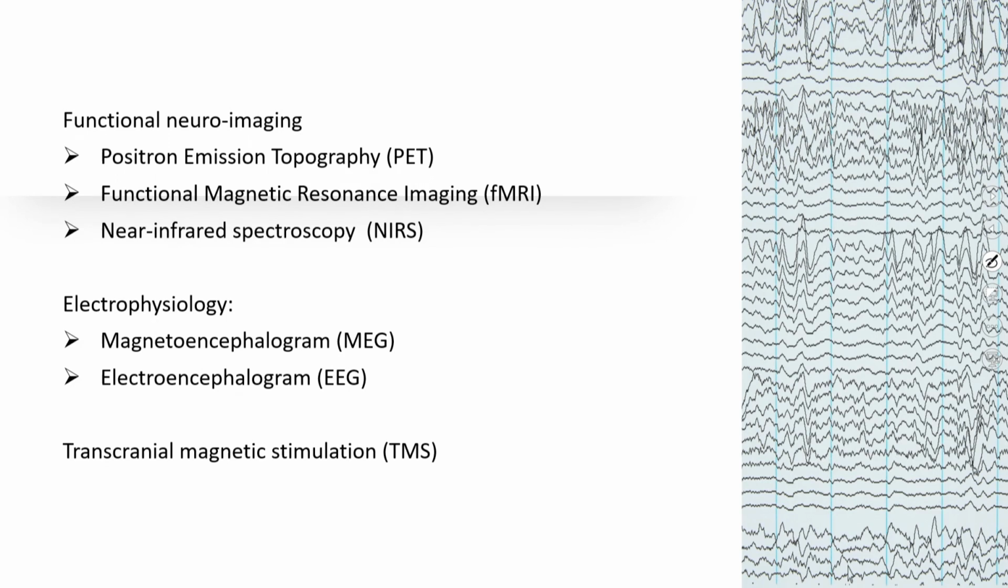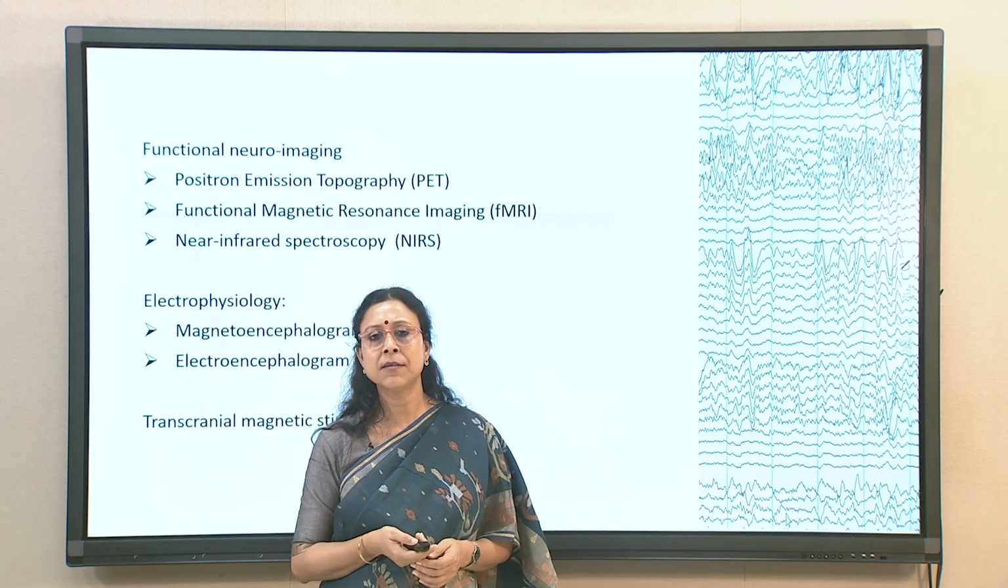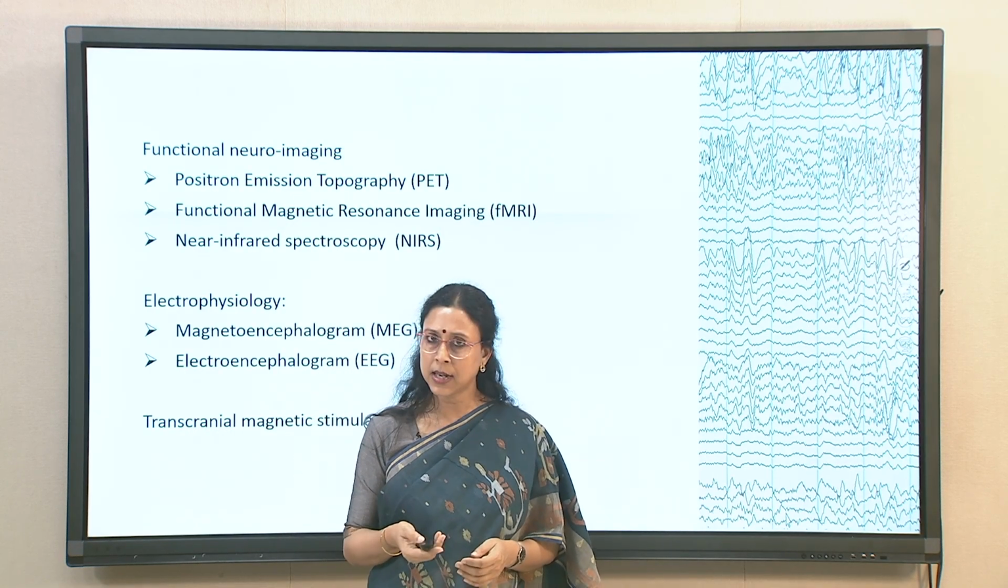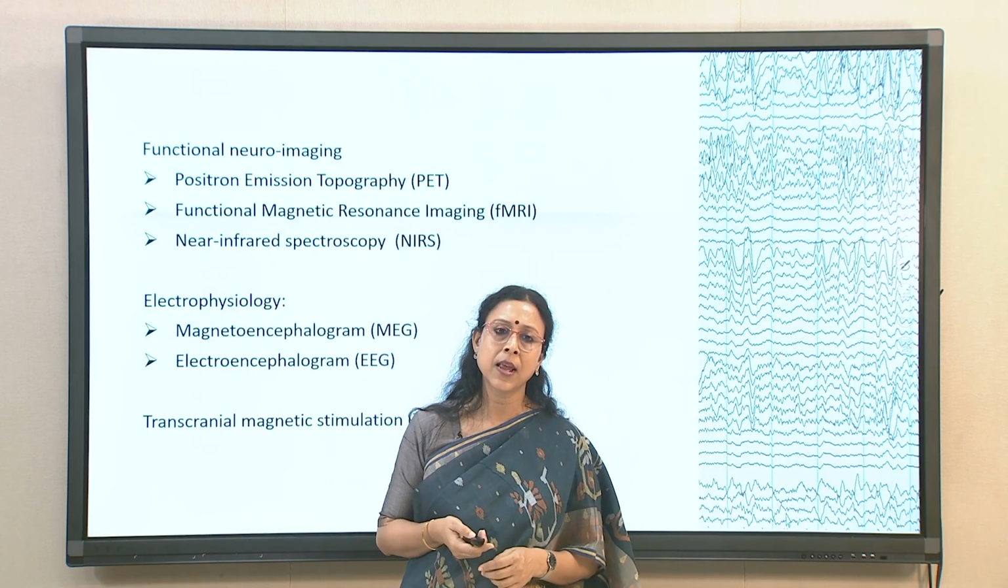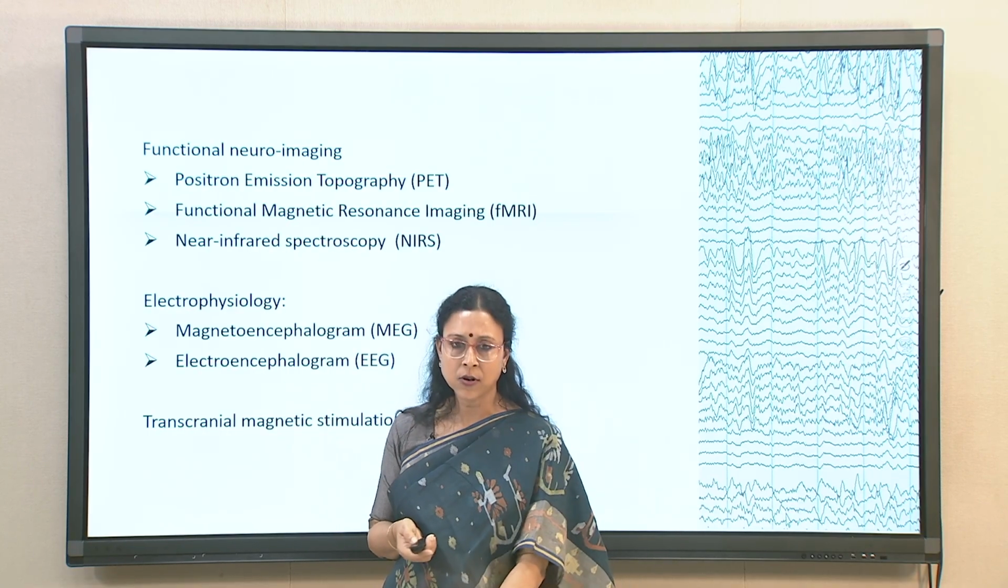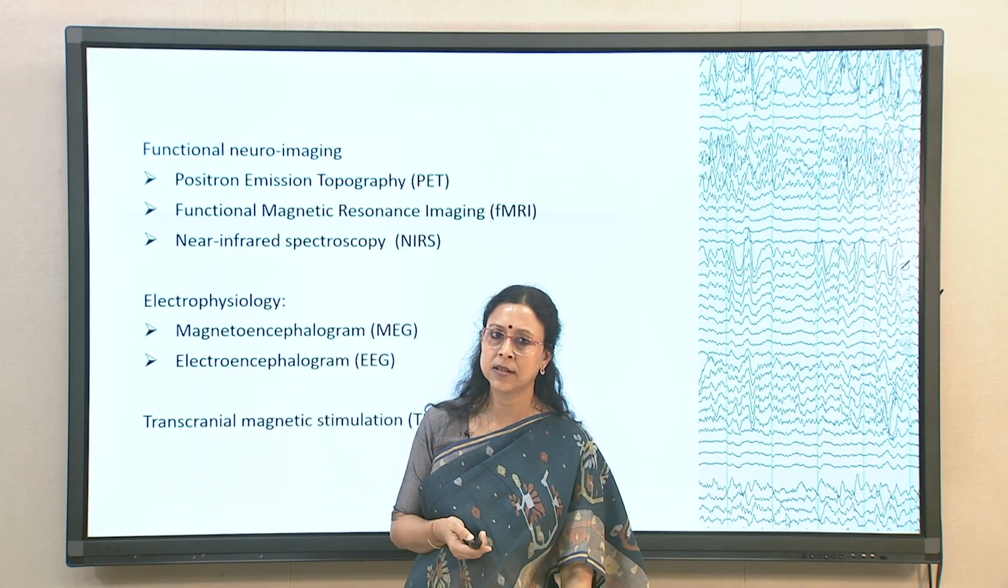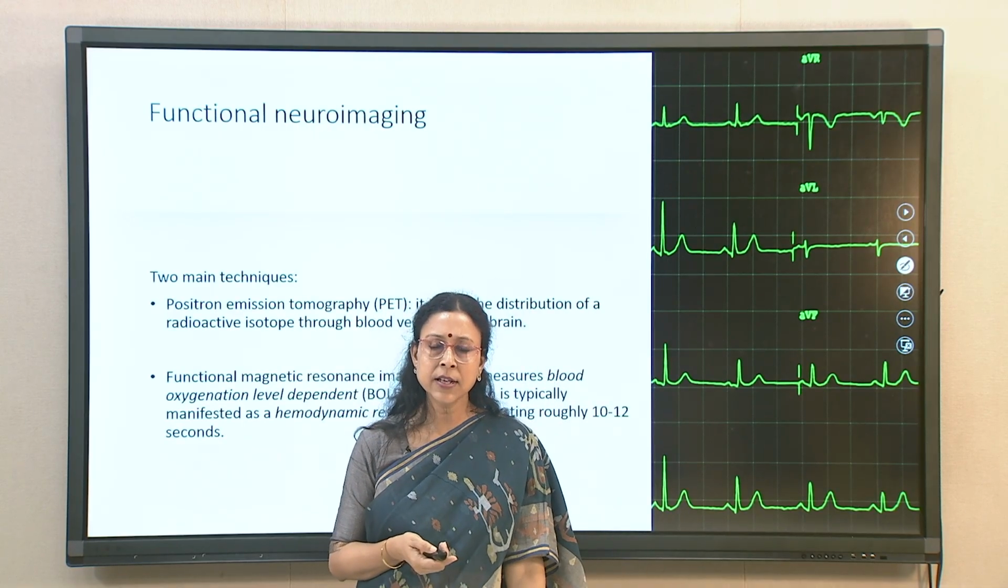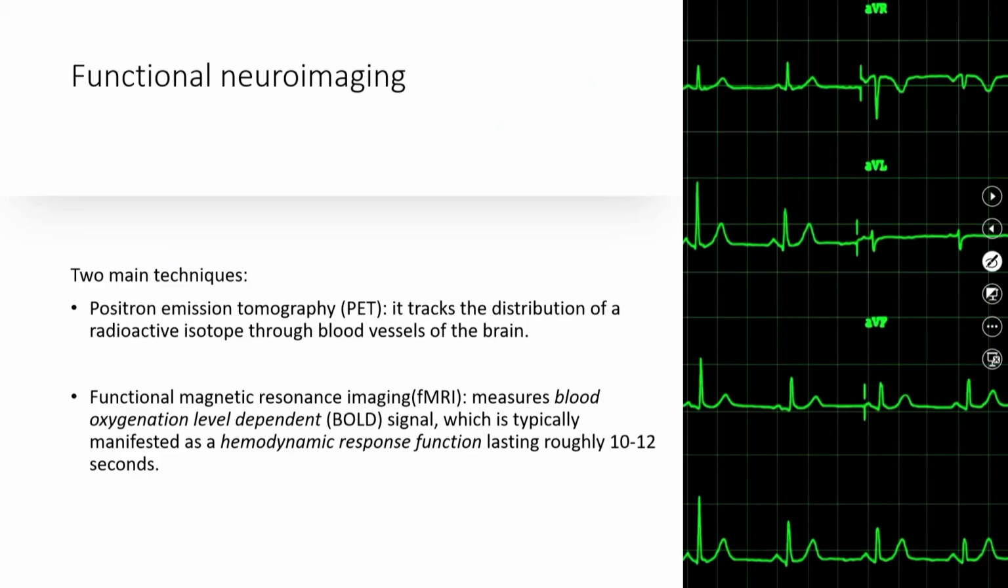Within electrophysiology, we have magnetoencephalogram, electroencephalogram, and a few more like direct cortical stimulation and so on. Direct cortical stimulation or intracranial recording are not used for children, but we will discuss them very briefly, just to give you an idea about the methods that exist, and at the end we will talk about transcranial magnetic stimulation. First, two functional neuroimaging techniques, PET and fMRI.